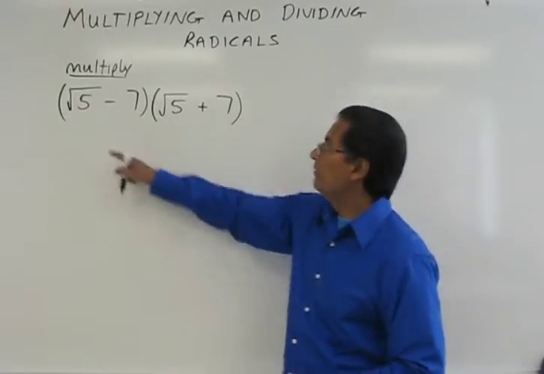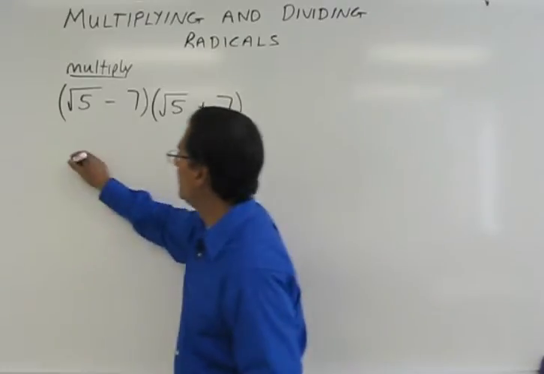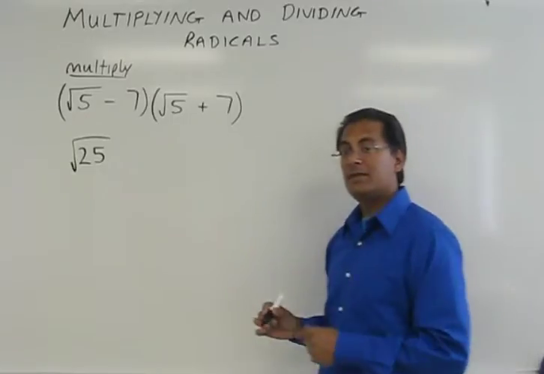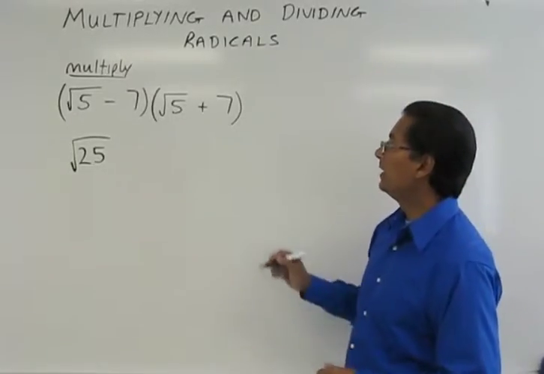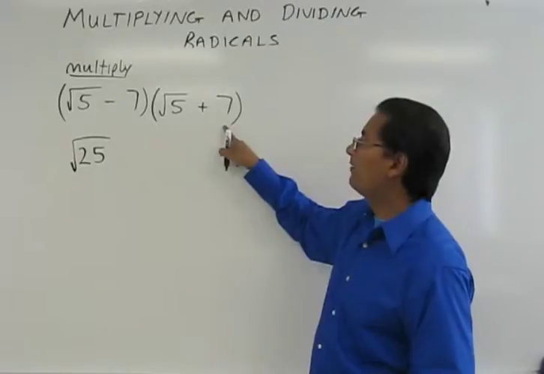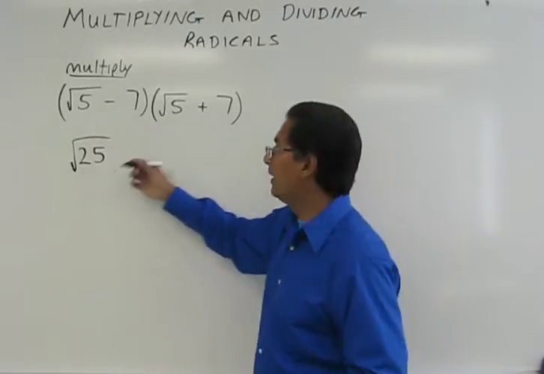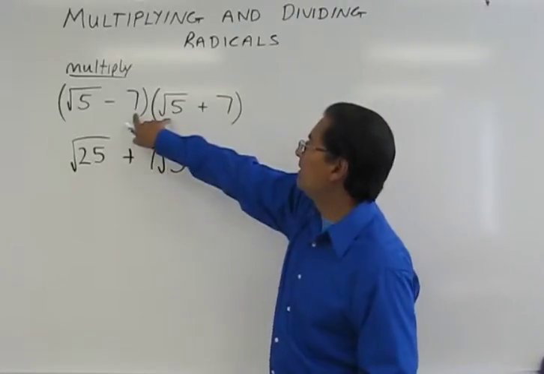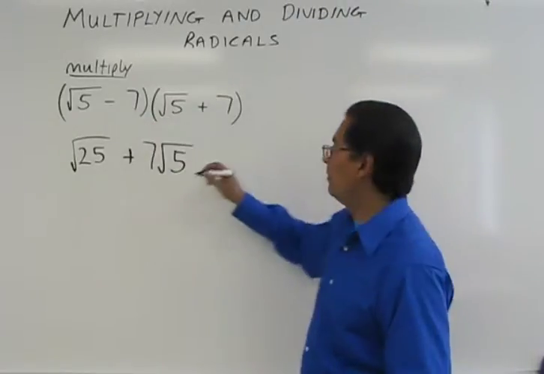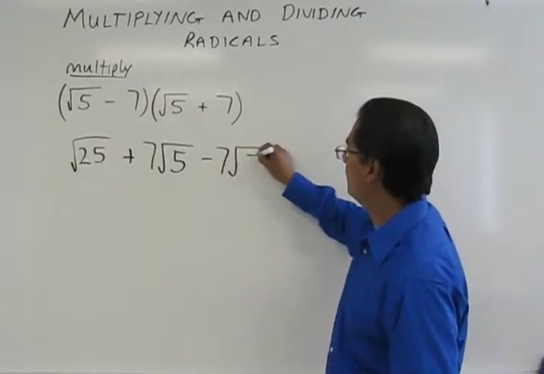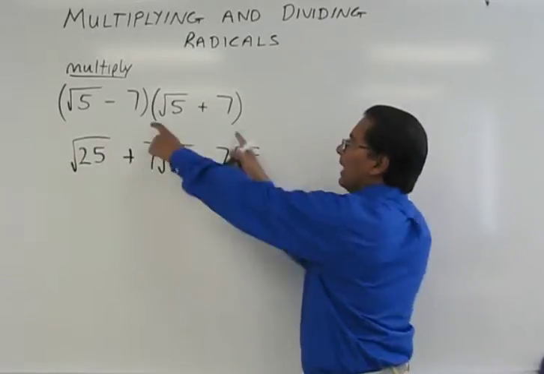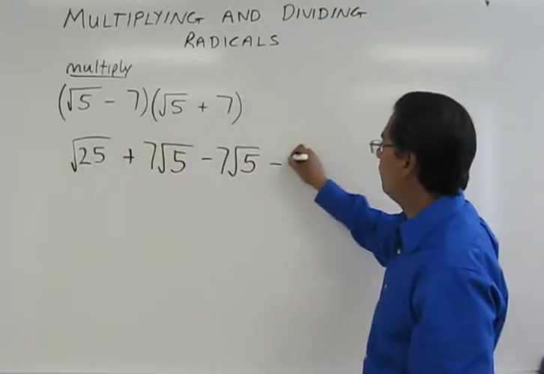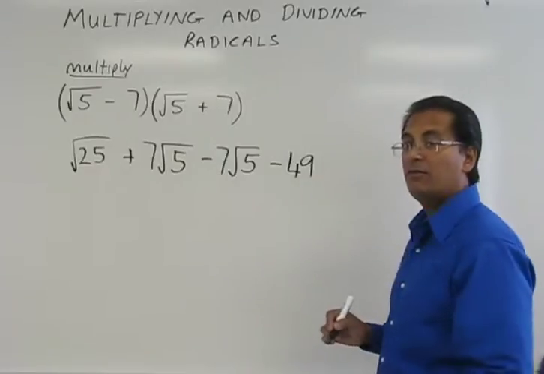Using FOIL, we'll have root 5 times root 5, which is the square root of 25, since 5 times 5 is 25. Then outer: we're going to have 7 times root 5 here, plus 7 times root 5. Then the inner product is these two, minus 7 times root 5. And then the last product, which will be minus 7 times plus 7, gives you minus 49. 7 times 7 is 49.